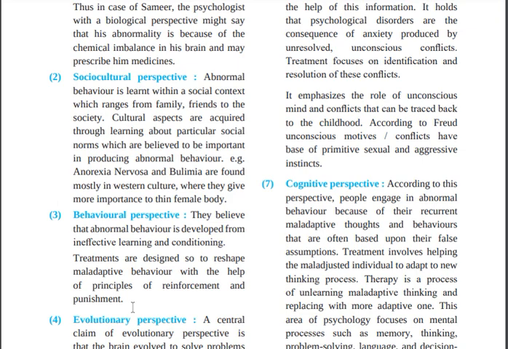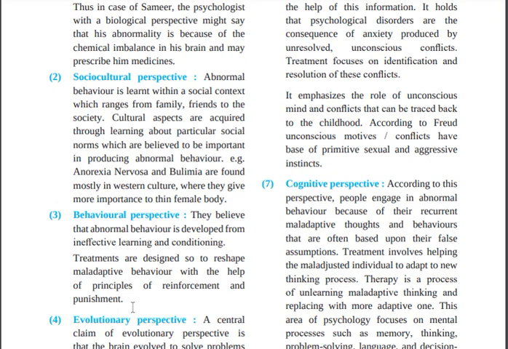Cultural aspects are acquired through learning about particular social norms which are believed to be important in producing abnormal behavior. Example: anorexia nervosa and bulimia are found mostly in Western culture, where more importance is given to a thin female body. Any person learns abnormal behavior in society only. How? They will learn with family, with friends, in society. They give the example that in the USA, anorexia nervosa is one kind of abnormal behavior. Here people give more importance to the thin body of the female. So this is abnormal behavior which is learned in society.